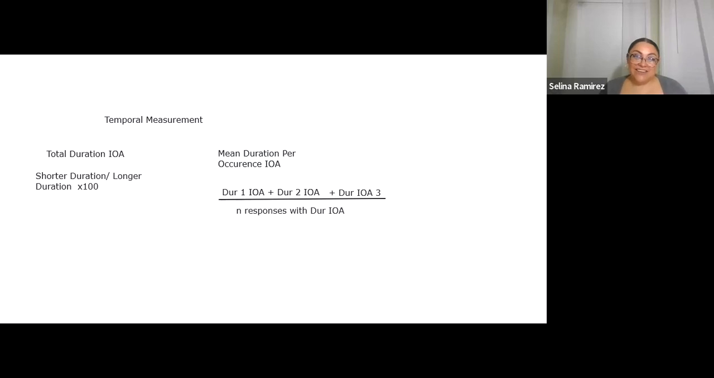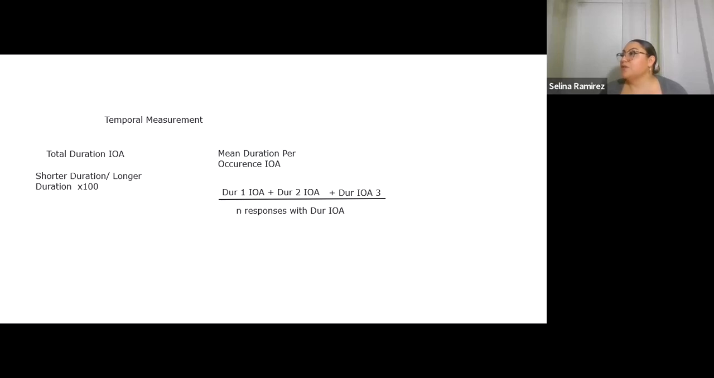Okay, so then over the number of responses with duration IOA. So then you're going to times it by 100 to get your percentage. Times it by 100. Okay, so for the use of duration per occurrence data, it's going to be the most precise temporal duration IOA. So that one's going to be the most precise.